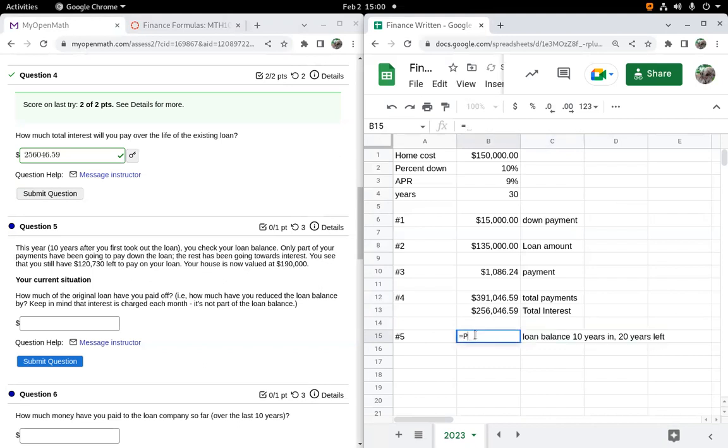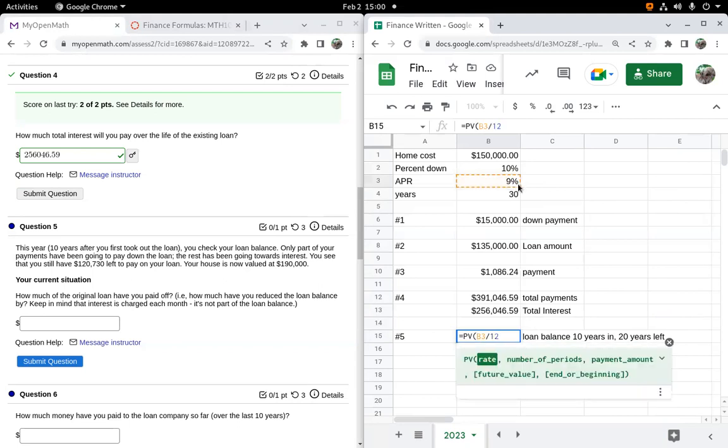And that is the present value formula. For the present value, we need our rate like before, which was 9% prorated over 12 months, and the number of periods. In this case, I'm looking for the future 20 years, so that would be 12 times 20.